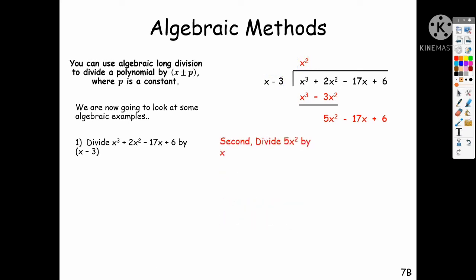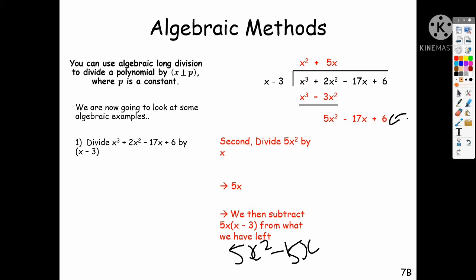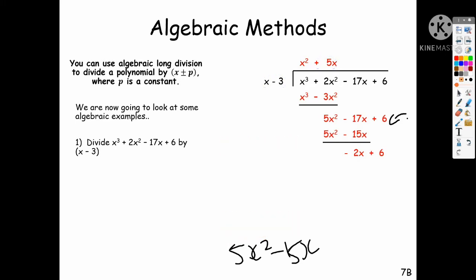That's the first bit. So next bit, 5x squared divided by the x. So we're only looking at the x. We get 5x. We then subtract 5x times x minus 3 from what we've got left over from this bit here. So expanding that out, I get 5x squared take away 15x. Okay, so we should have that. I've written them down on the PowerPoint. Yes, we do. And we're left with minus 2x plus 6.